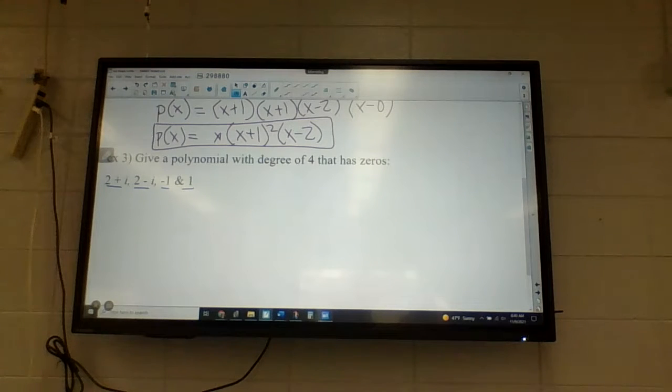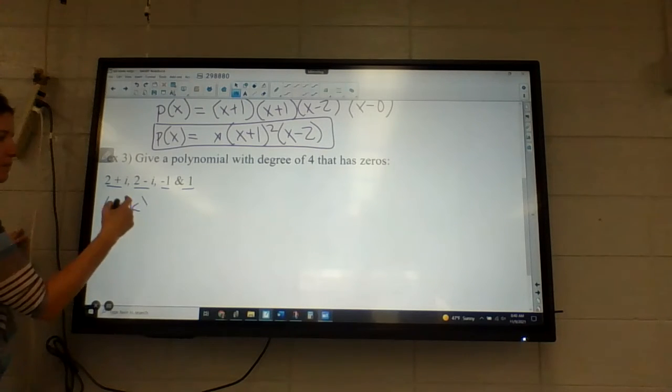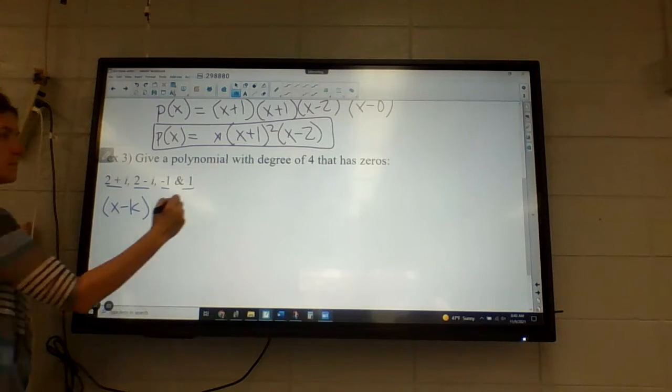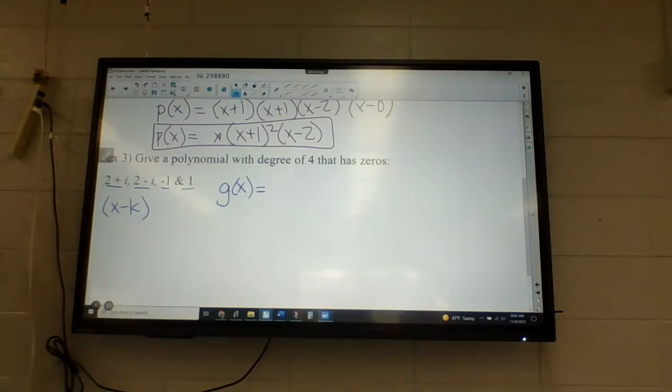Now just be careful with the x minus the 0. So it's x minus whatever the k is. But in this case, we kind of have 2 terms there. So I don't know, let's call it g of x, it doesn't really matter. So x minus our k, yes?